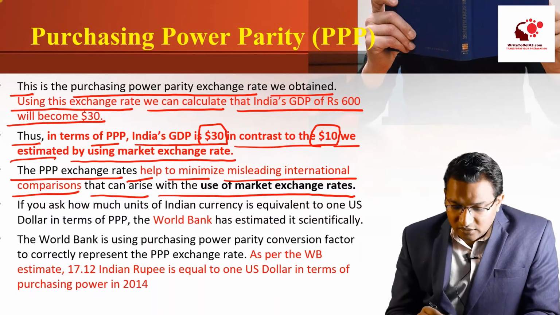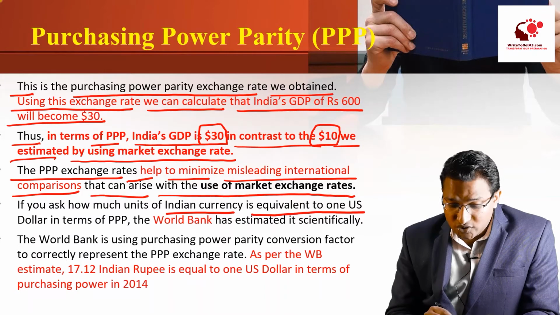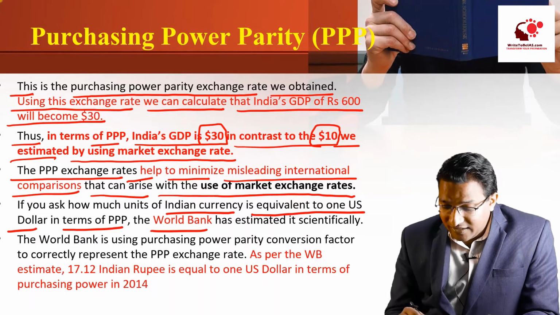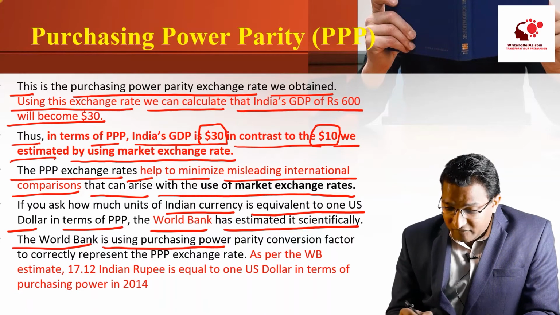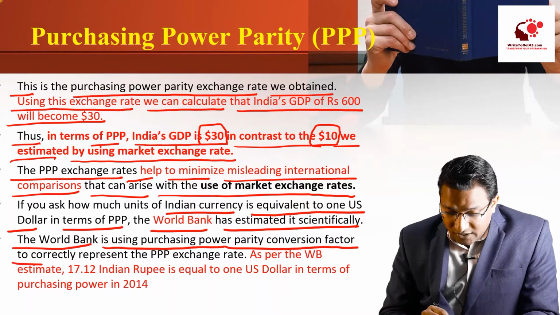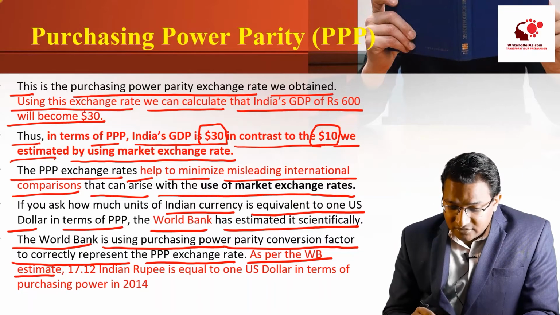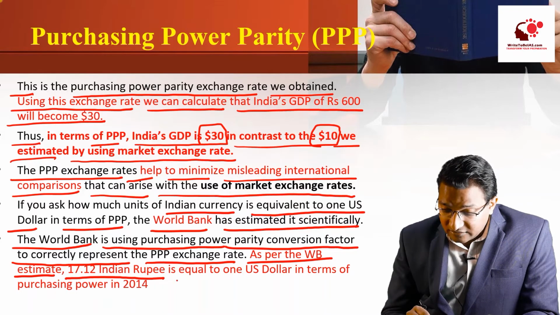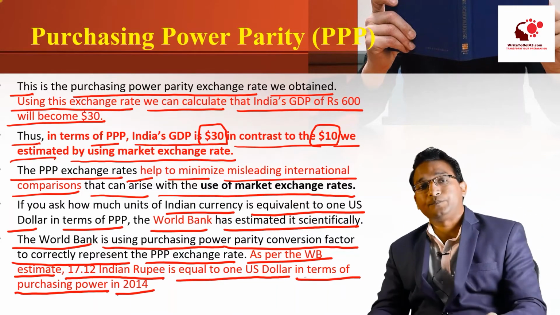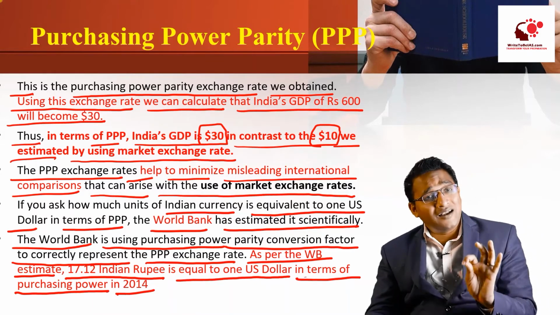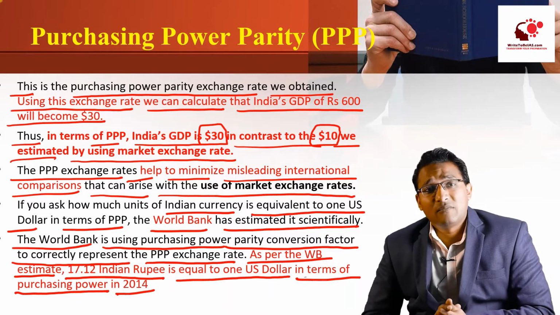If you ask how much unit of Indian currency is equivalent to $1 in terms of PPP, the World Bank has estimated it scientifically. The World Bank is using purchasing power parity conversion factor to correctly represent the PPP exchange rate. As per the World Bank estimate, 17.12 Indian rupee is equal to $1 in terms of purchasing power in 2014. So please, I'm giving you another 30 seconds. Please read this slide carefully and you will become crystal clear about the concept.